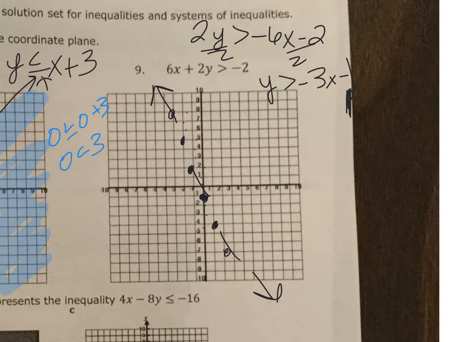Now that does not go through the origin, but since I can't really see it because my line is not real great, I'm going to choose this point right here. Looks like I'm choosing 3, 3. All right, let me write the ordered pair here so you know where I'm getting the numbers from. Is 3 greater than negative 3 times 3 minus 1? So, is 3 greater than negative 9 minus 1? Yes, 3 is greater than negative 10. So that's true, so that's where my shading goes on this side.